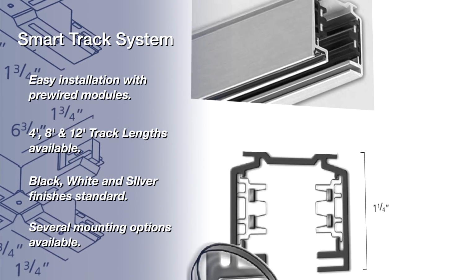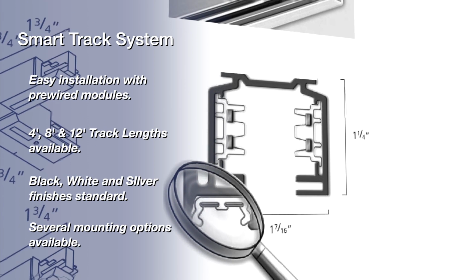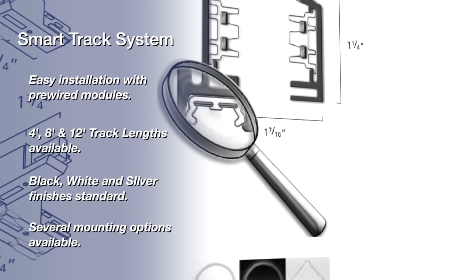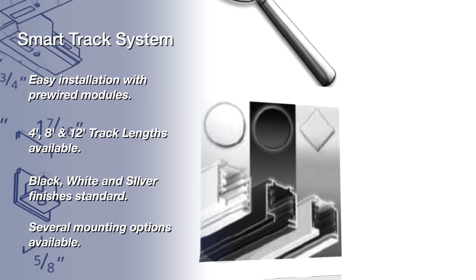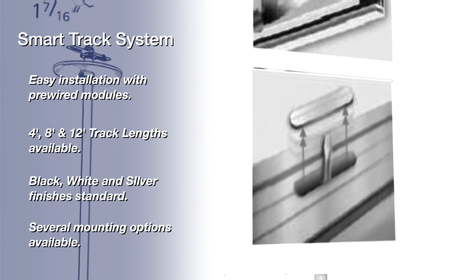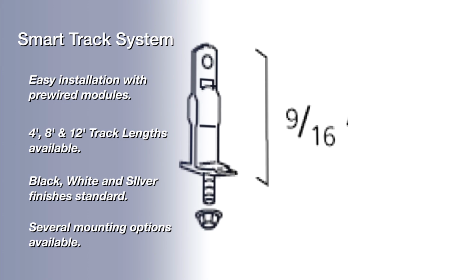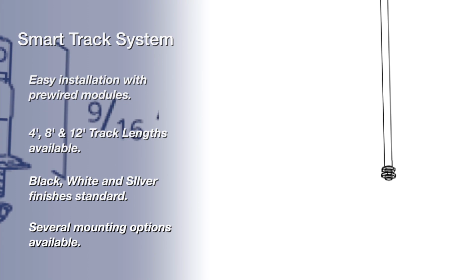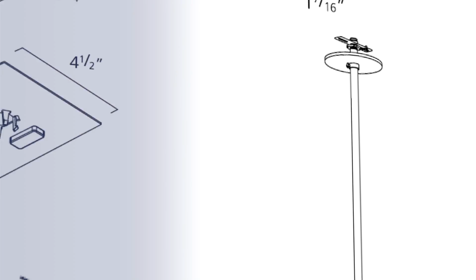SmartTrack comes in 4-foot, 8-foot, and 12-foot standard lengths, but can be field cut to fit the installation. Black, white, and silver color options are available as standard. Each track features pre-punched holes at 8-inch centers for easy surface mounting. Flush mount, suspended all thread, aircraft cable, and stem and canopy mountings are also available.